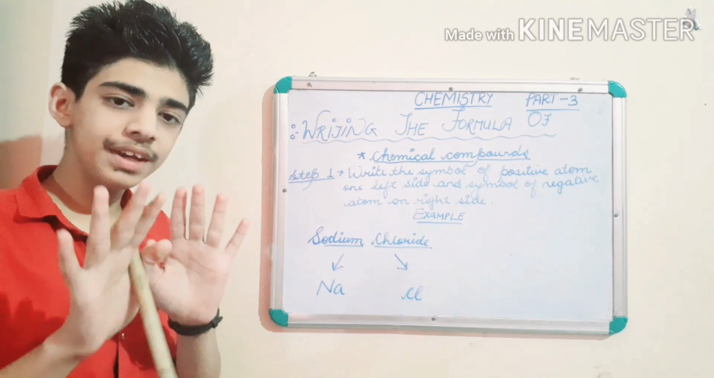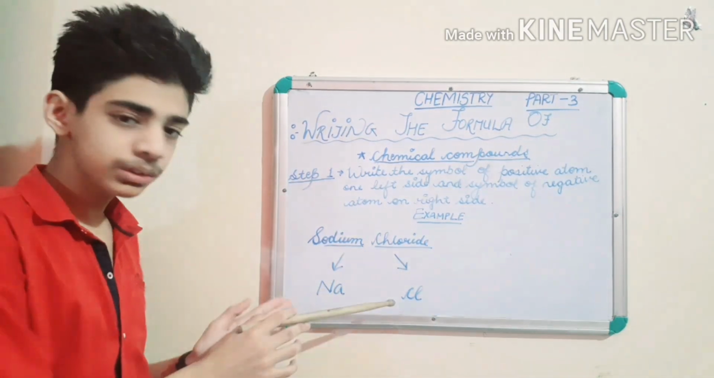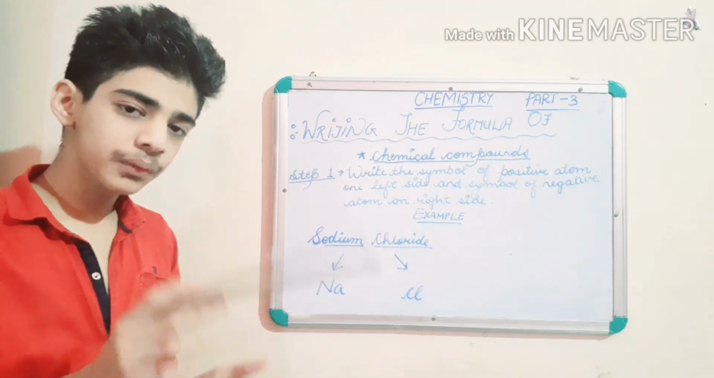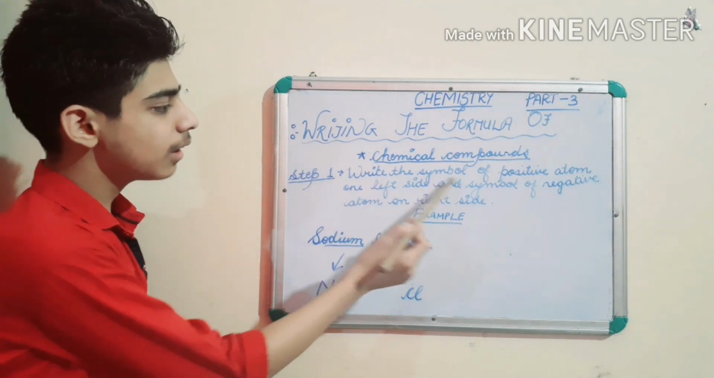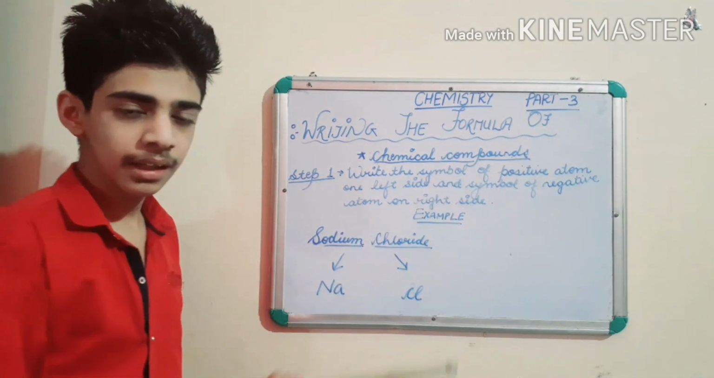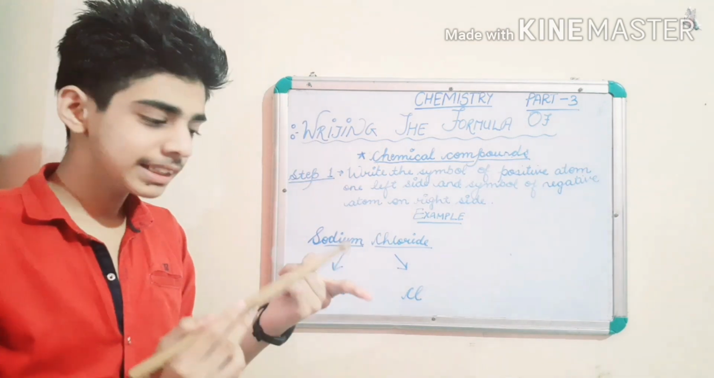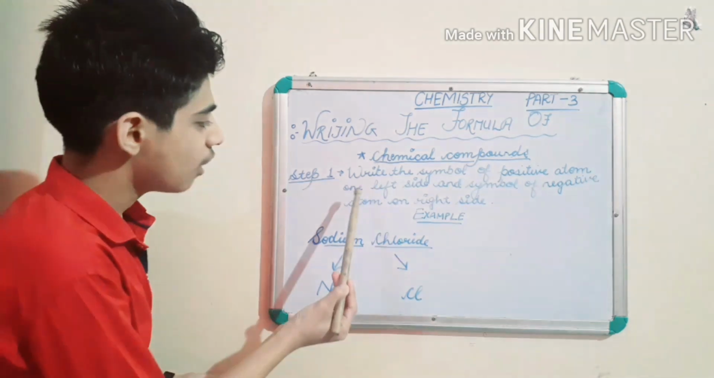First I am taking a very simple example to make you clear about all the doubts. Then I will take 2-3 more examples to tell you how to deal with it. Now the first step: write the symbol of the positive atom, like Na plus 1, Ca plus 2, they are positive atoms or positive radicals, on the left side.